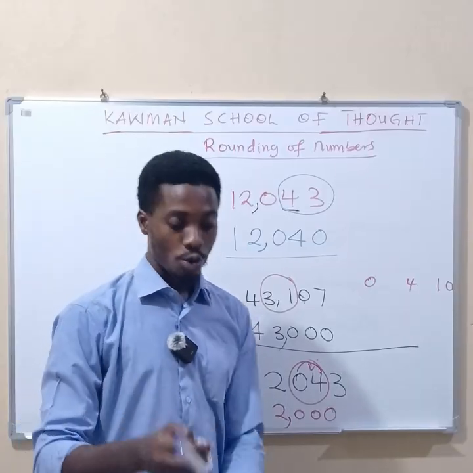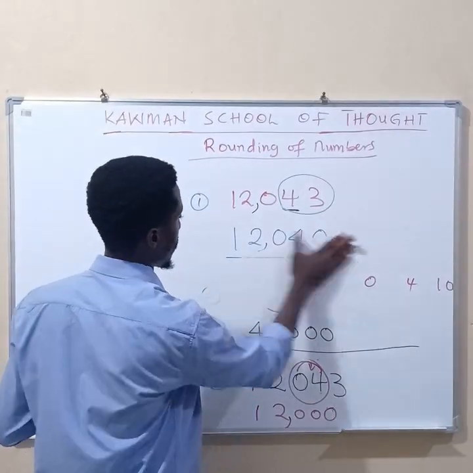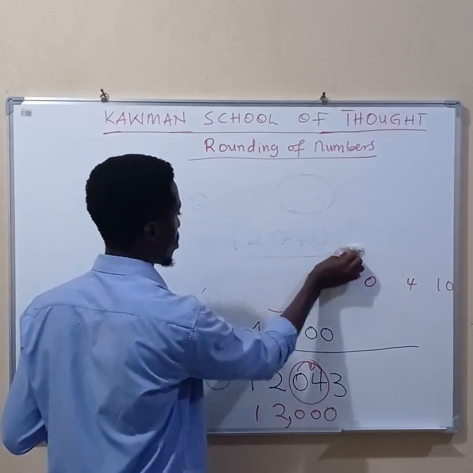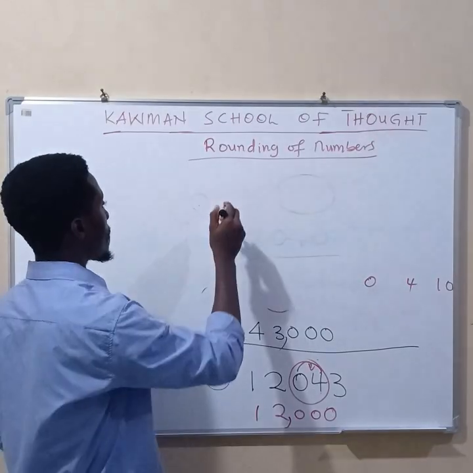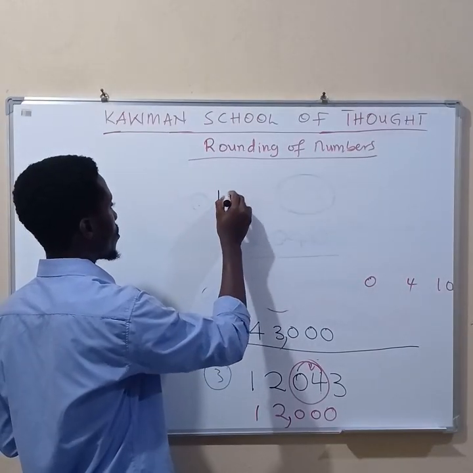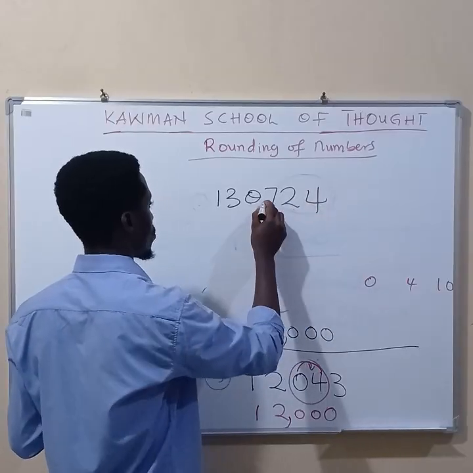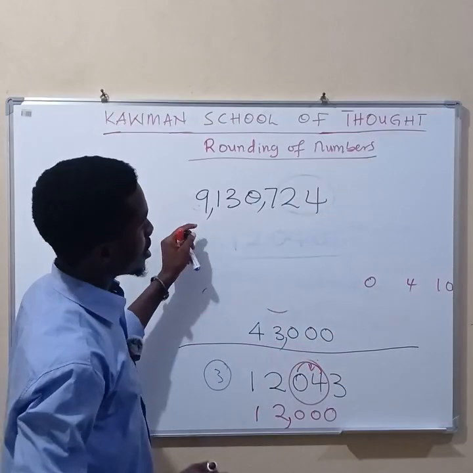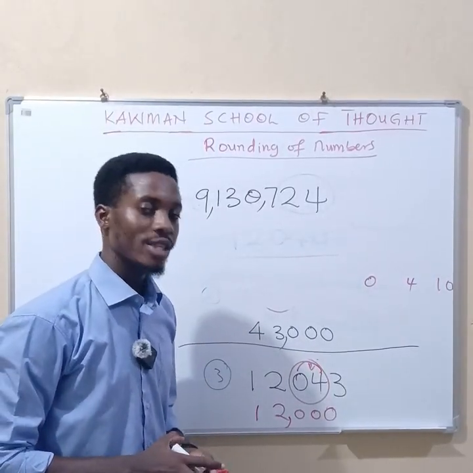So that brings us to our lesson on rounding of numbers to any place value at all. But before you go, try this last example in the comment section for me. Now, round this number: 130,724. Round this number to the nearest 10,000 in the comment section.